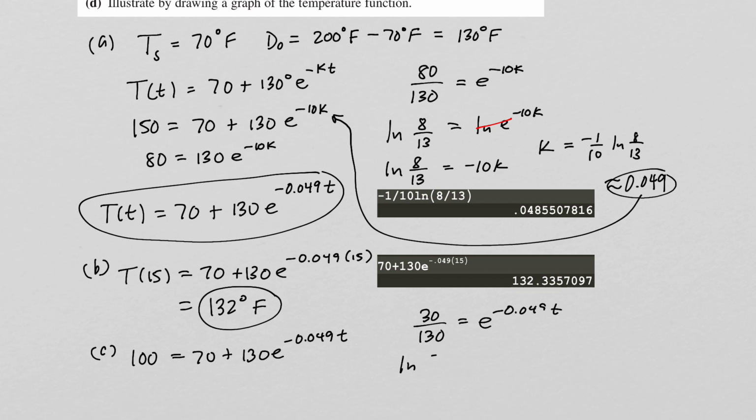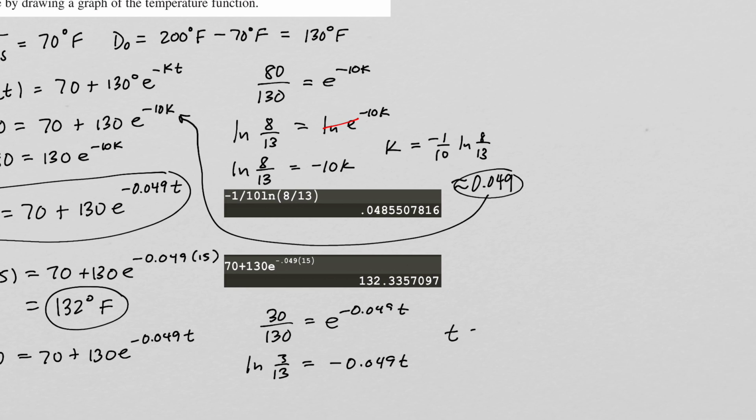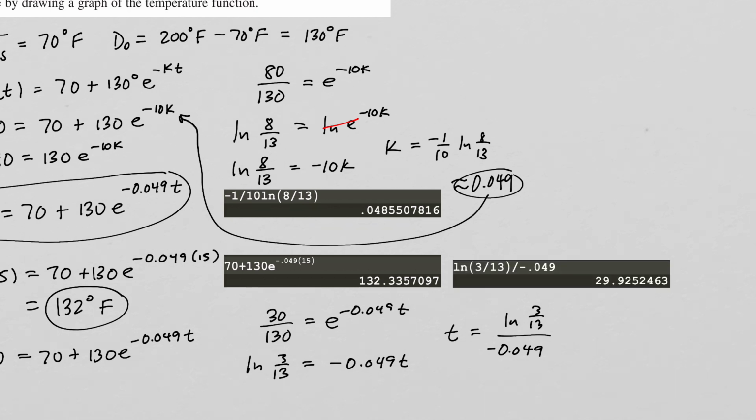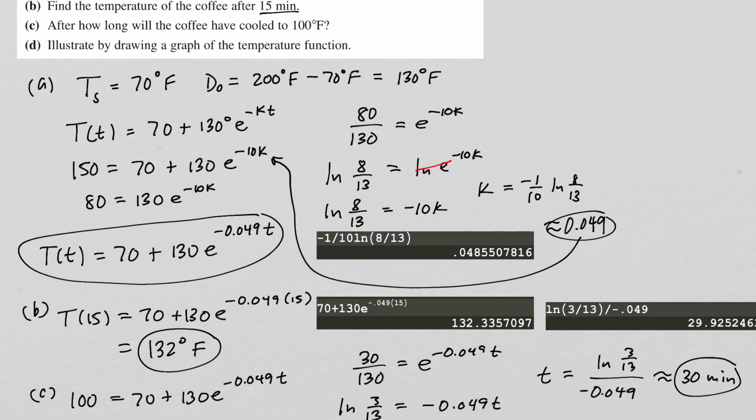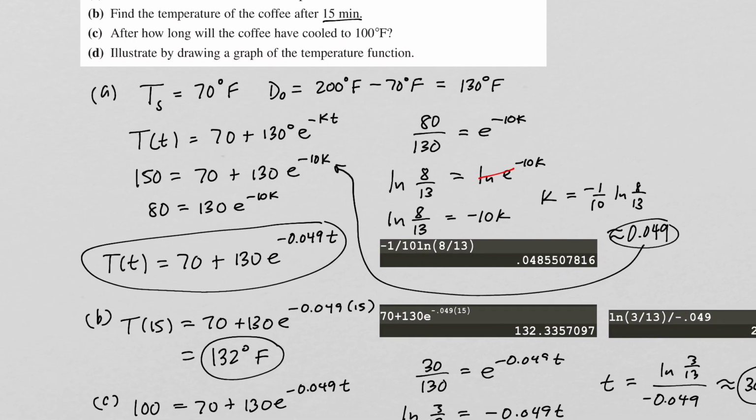Taking the natural log and reducing that fraction there, we're going to end up getting this, and these steps are exactly the same as what we did up here. And finally here we have t is equal to natural log of 3/13 divided by negative 0.049. And let's plug that in. And we can see that this gives us approximately 30 minutes. So it will take approximately 30 minutes for the temperature of the coffee to cool to 100 degrees.